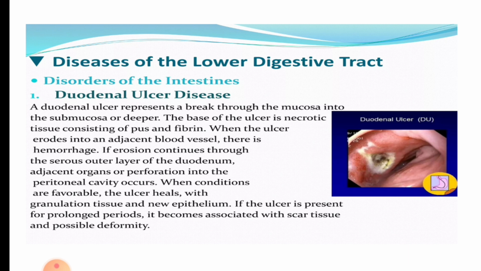When the ulcer erodes into adjacent blood vessels, there is hemorrhage. If erosions continue through the serous outer layer of the duodenum, adjacent organs may be involved, or perforation into the peritoneal cavity may occur. When conditions are favorable, the ulcer heals with granulation tissue and new epithelium. If the ulcer is present for a prolonged period, it becomes associated with scar tissue and possible deformity.